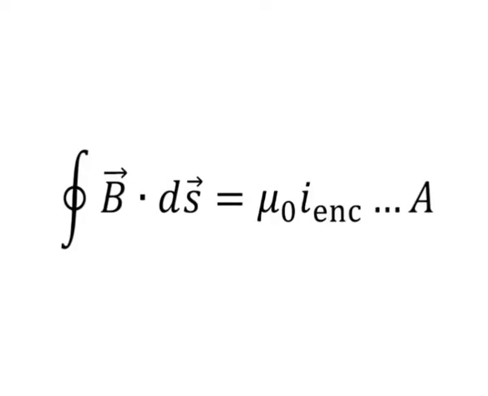The integral form of Ampere's law is the cyclic integral of B dot ds is equal to mu 0 multiplied by I encircled. The loop on the integral sign means that the scalar, or dot product, is to be integrated around a closed loop called an Amperian loop. The current I encircled is the net current encircled by that closed loop.